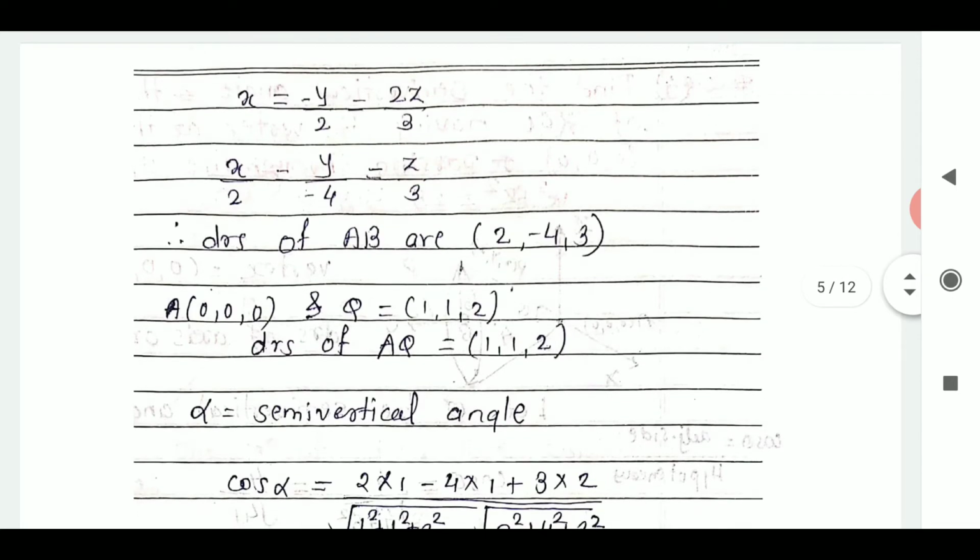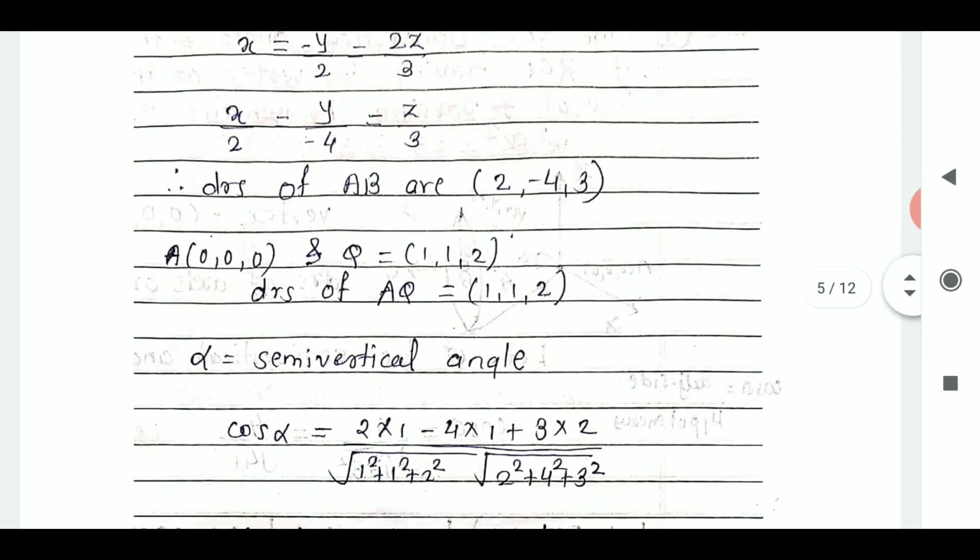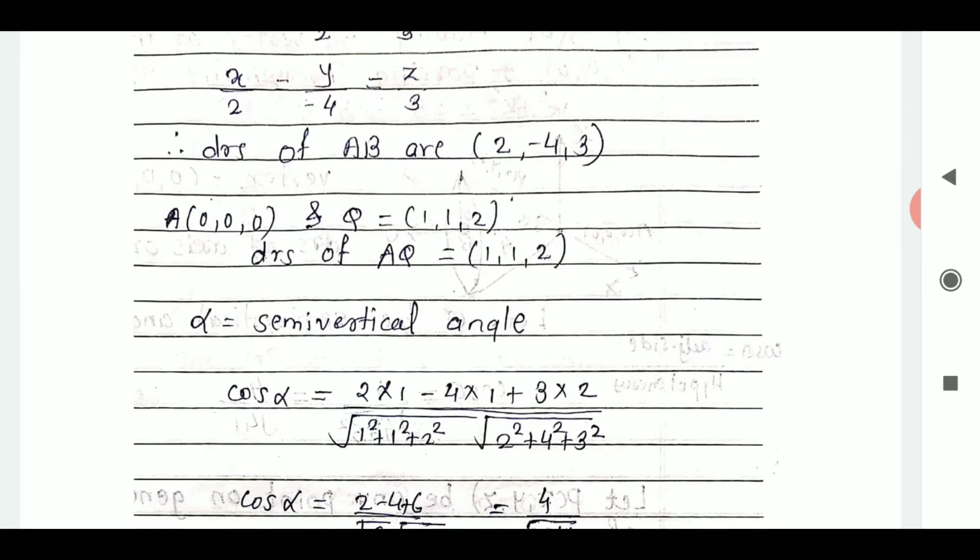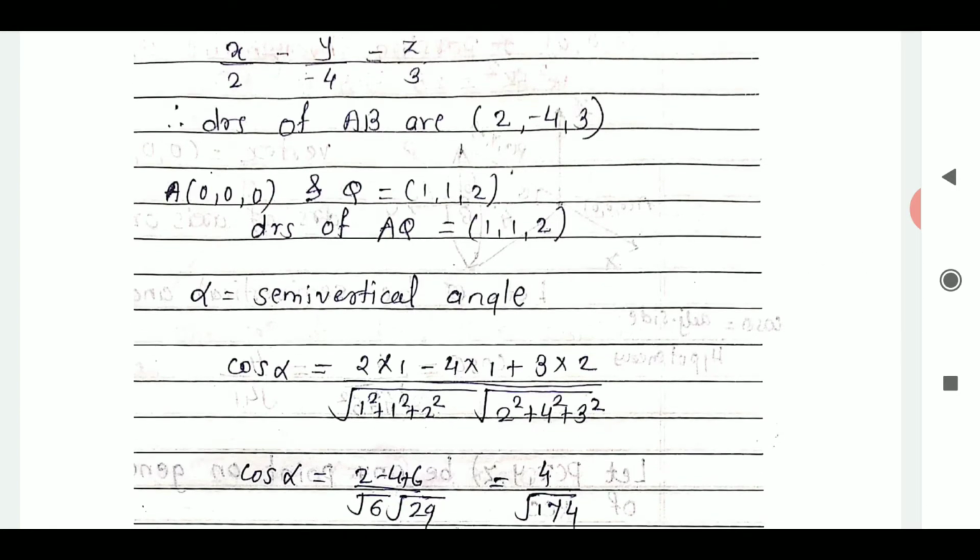Therefore here on the numerator we have x, y, z, and on the denominator 2, -4, 3. This 2, -4, 3 denotes the direction ratios of AB. Here, direction ratios of AB are 2, -4, 3. Now, by using 2 points, we find the direction ratios of AQ. A is the origin, and Q is the point through which the cone passes, that is (1, 1, 2). Therefore, the direction ratios of AQ are 1, 1, 2. Find the angle between this AQ and AB, that is the angle alpha, or we consider theta.